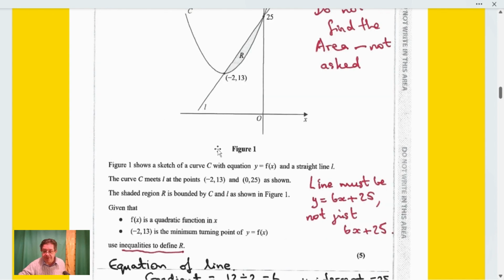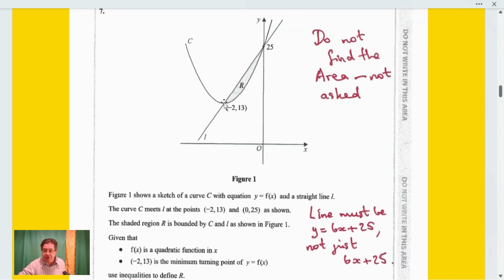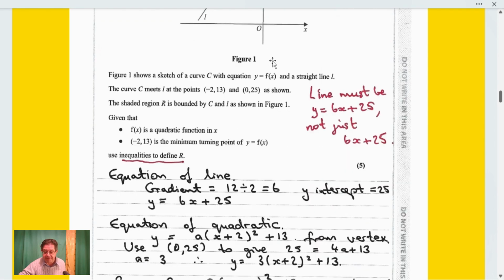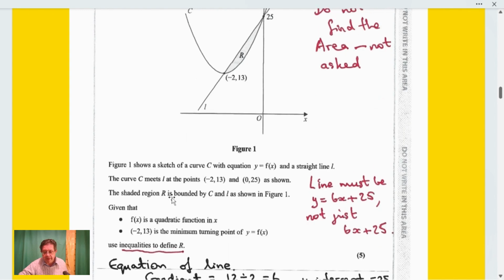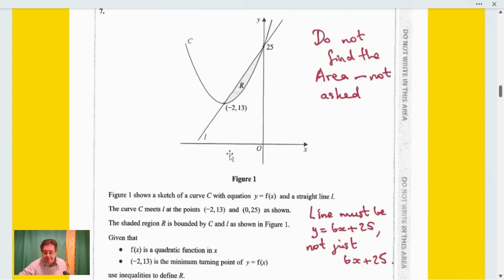So for the straight line, we know 2 points it goes through. It goes 2 across and 12 up, which means the gradient is 6 and the intercept is 25. So we get the straight line y equals 6x plus 25. Do make sure when you're giving the equations of lines that you include the y equals. Quite a common mistake is to write down L equals 6x plus 25 or just 6x plus 25. For the equation of a line, you do need the y equals as well. The equation of the quadratic is a little bit harder.